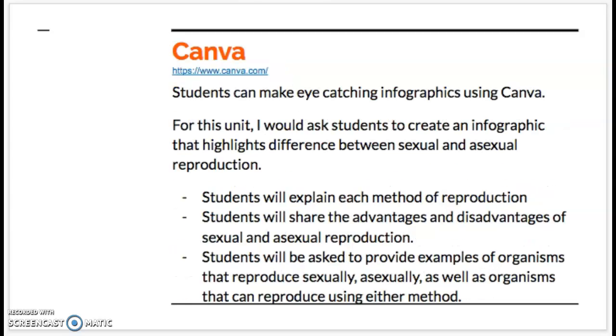Canva is a site that students can use to make really pretty infographics. So for this unit, I would ask students to create an infographic that highlights the differences between sexual and asexual reproduction. Ideally, I would have students explain each method of reproduction. Students would highlight the advantages and the disadvantages of both types of reproduction. And then I would ask students to provide examples of organisms that only reproduce sexually, only reproduce asexually, and organisms that can reproduce sexually or asexually.